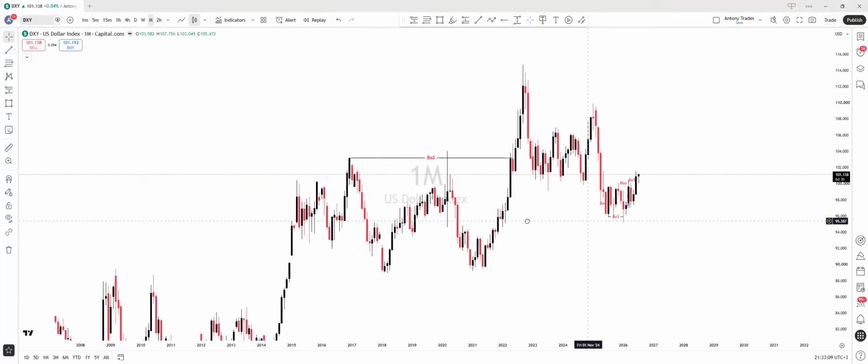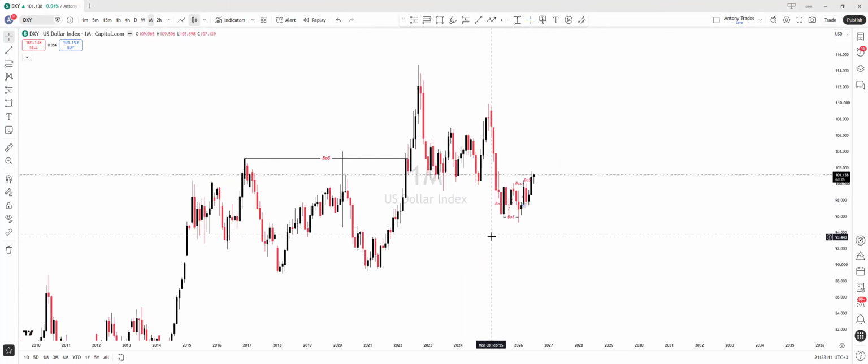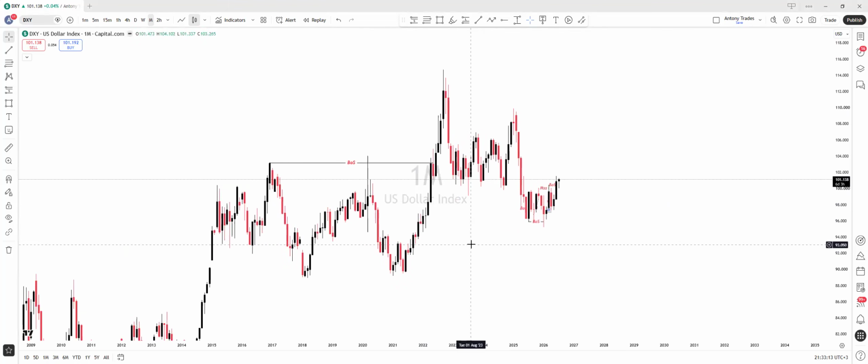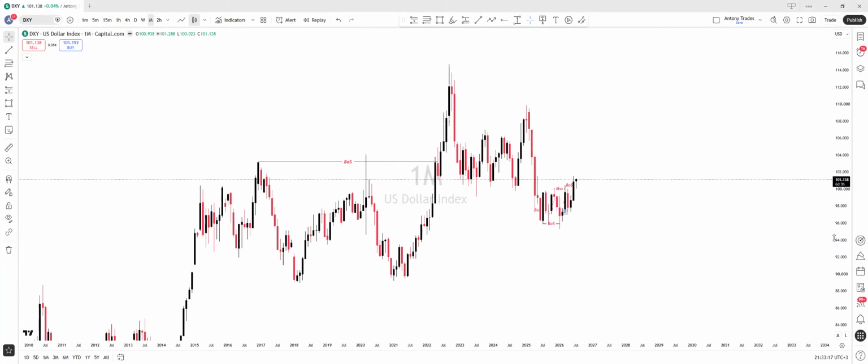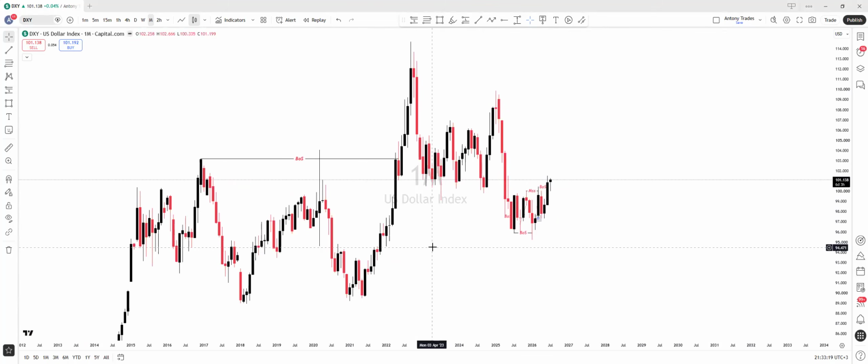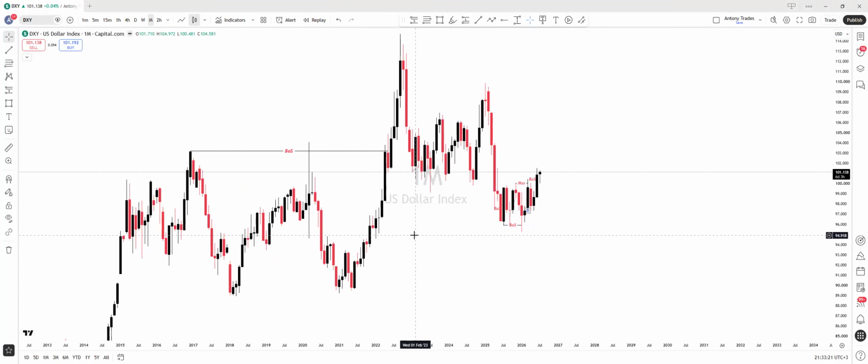So my first pair that I would like to analyze today is gonna be the DXY. I know you are used to seeing the Euro USD, but today we're gonna start with the DXY because we know very well DXY is known for the direction for the dollar pairs.